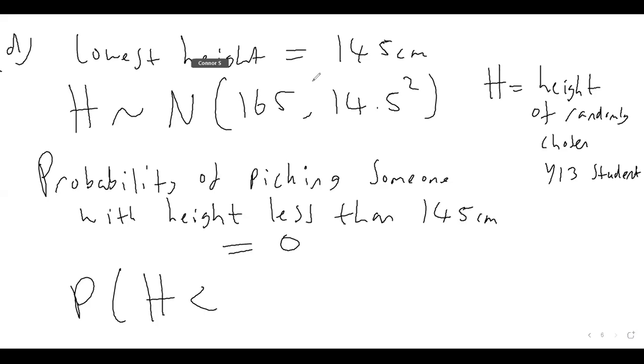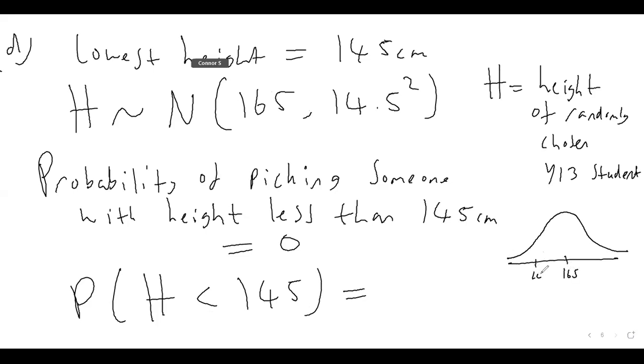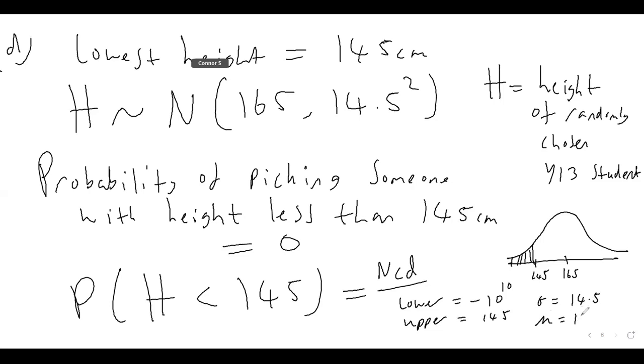If we assume that this normal distribution is true, what does it tell us? What's the probability that we pick a height less than 145 centimeters? Remember, we're calculating an area, so do a little sketch again. We've got a normal distribution, 165, 145, somewhere there. What is this area under the curve? We're accumulating area. This is normal CD. Your lower is going to be something massive and negative, so let's say minus 10 to the power 10. Your upper value is 145, your sigma is 14.5, and your mu is 165.